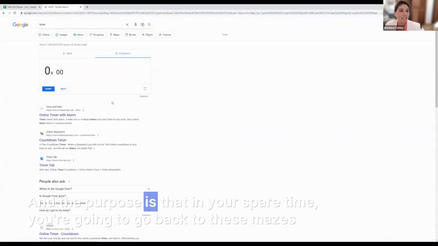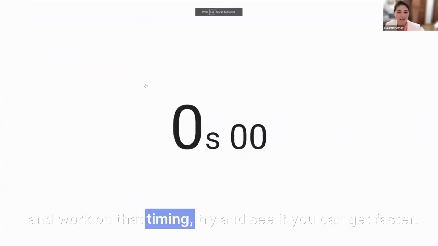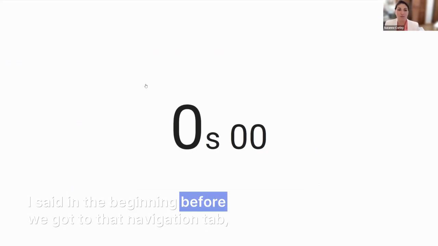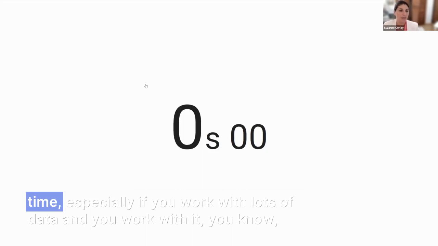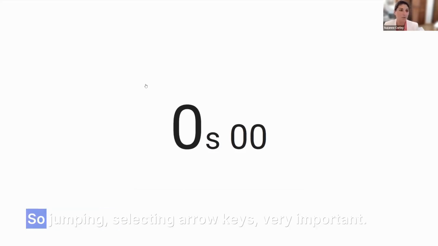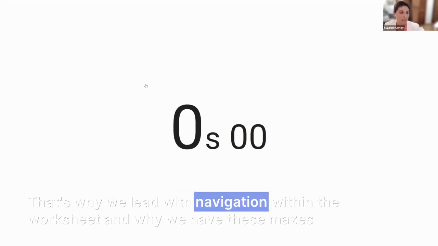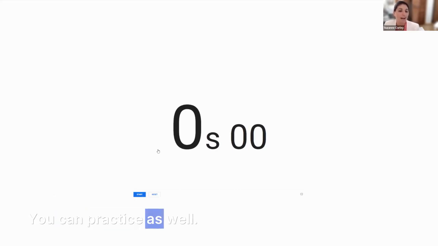And the purpose is that in your spare time, you're going to go back to these mazes and work on that timing. Try and see if you can get faster. And it's really just a great opportunity. I said in the beginning, before we got to that navigation tab, using controller commands, using your arrow keys is going to save you a ton of time, especially if you work with lots of data and you work with it to analyze often. So jumping, selecting, arrow keys, very important. That's why we lead with navigation within the worksheet, and why we have these mazes, so that if that's the only thing you take away, you can practice as well.